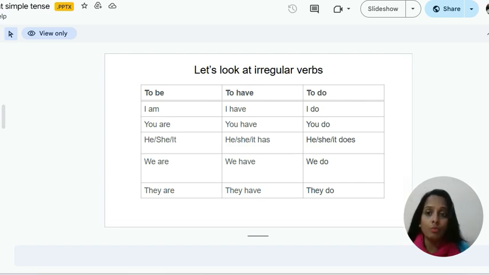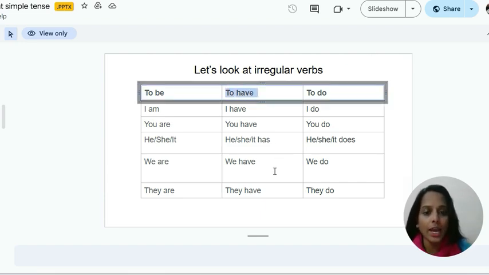So remember, for I, we use am. For you, it's are. And for he, she, or it, it is. We and they both use are because that's plural, right?